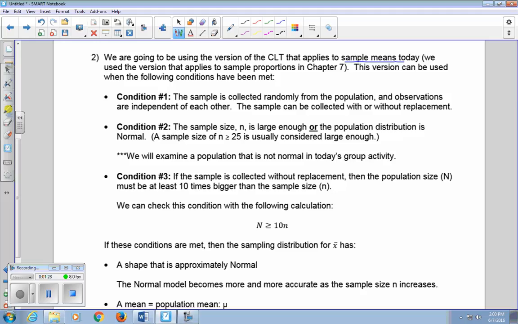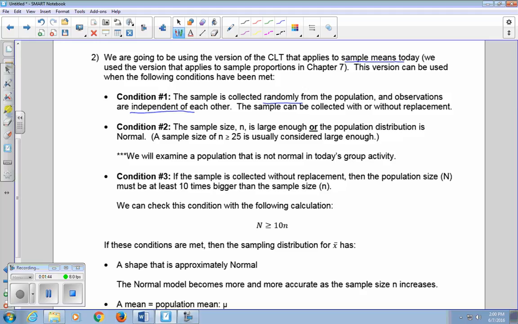The sample is collected randomly from a population and the observations are independent. So they're random samples and they're independent of each other. This sample can be collected with or without replacement.